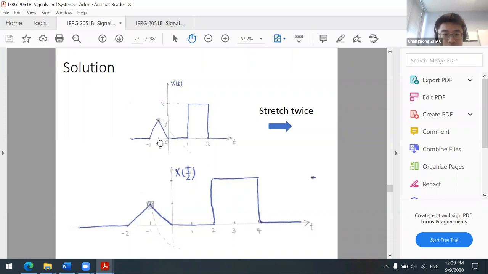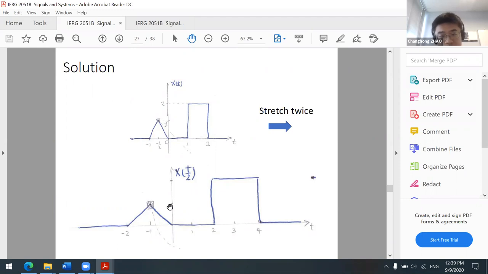So minus 1/2 is the peak. Now the new peak is at minus 1. The triangle, if we look to the left, finishes at minus 1. Now it finishes at minus 2. But if we look at the vertical value of this peak, originally the peak is at x of t equals 1. After the stretch, it's still at x of t equals 1. So I forgot to mark it, but this should be 1.